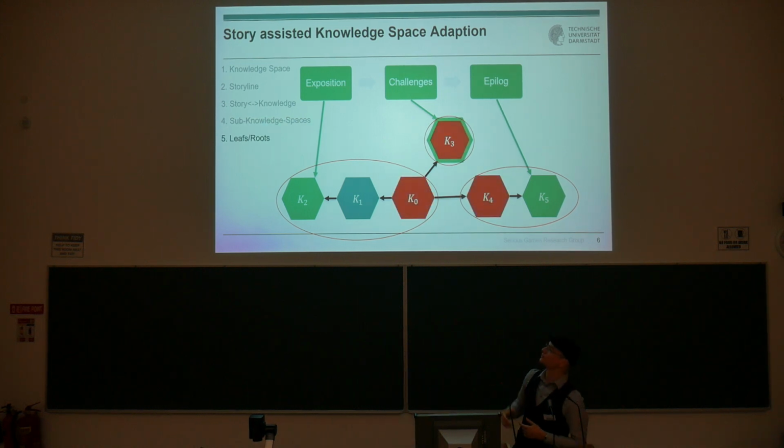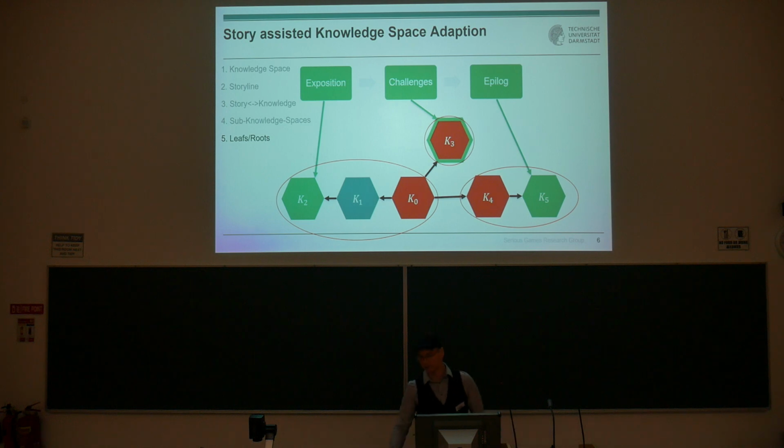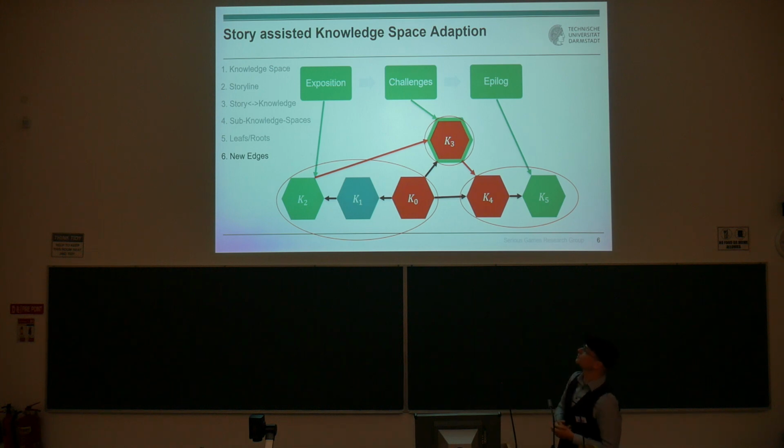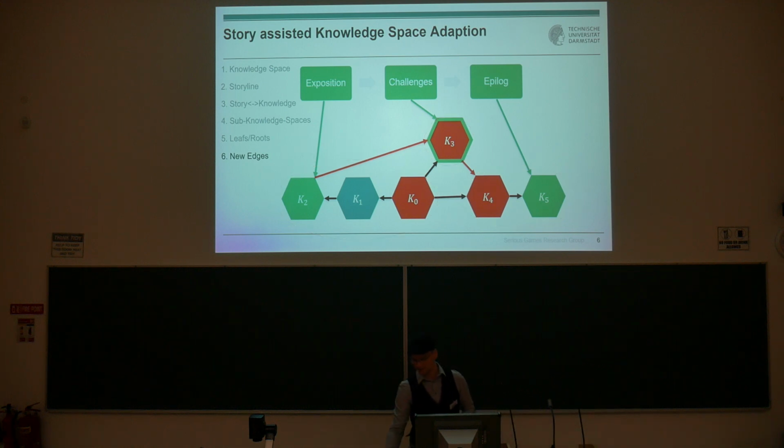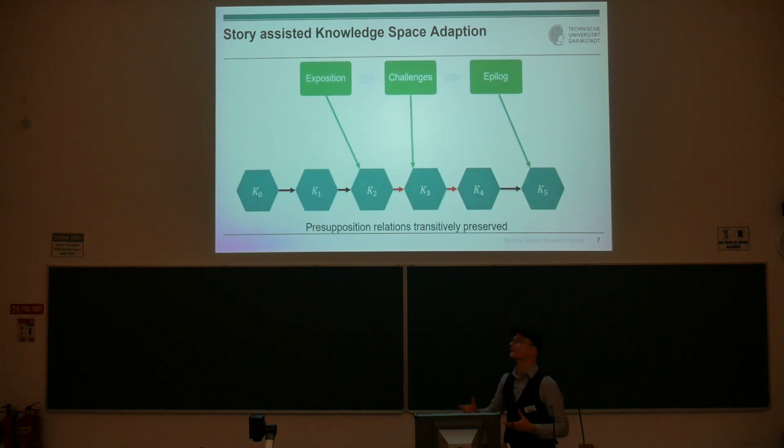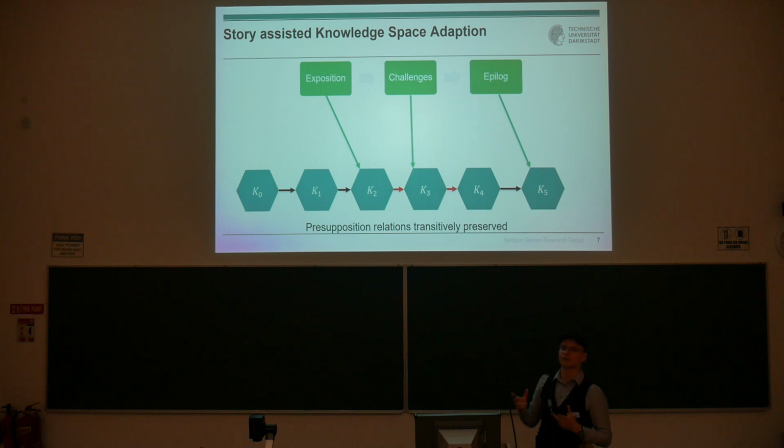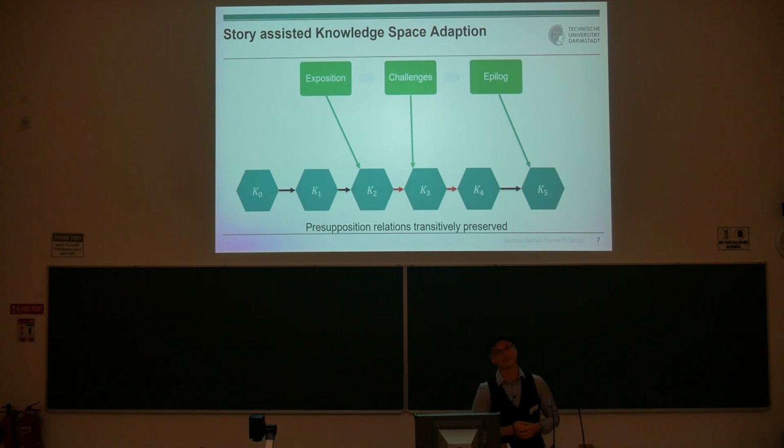Now all I want to do is mark the leaves in green and the roots in red. So I have a giant challenge knowledge space with a leaf and a root being the same node. What I want to do next is create new edges from one leaf to the next root and start a transitive reduction. Transitive reduction means I remove edges, but the transitivity still remains, and I end up with a knowledge space coherent to the storyline.